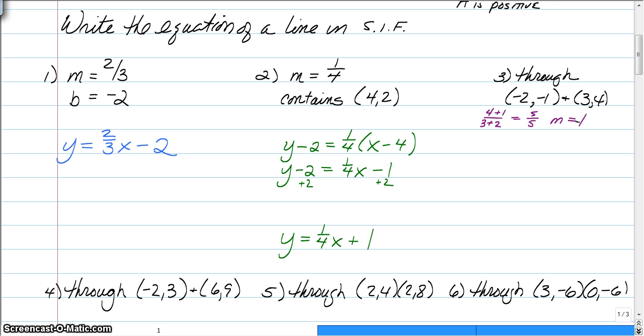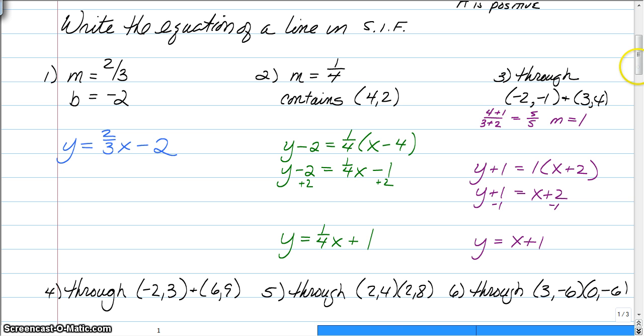Now for the point, honestly, it does not matter. You pick either point. Once you turn it into slope-intercept form, you will have the exact same equation. So let's pick the first one. Y minus a negative 1, which is y plus 1, is equal to our slope of 1 times x minus a negative 2, which turns into plus 2. Distribute the 1, and we have y plus 1 is equal to x plus 2. Subtract 1 from both sides, and you end up with y is equal to x plus 1 in slope-intercept form.